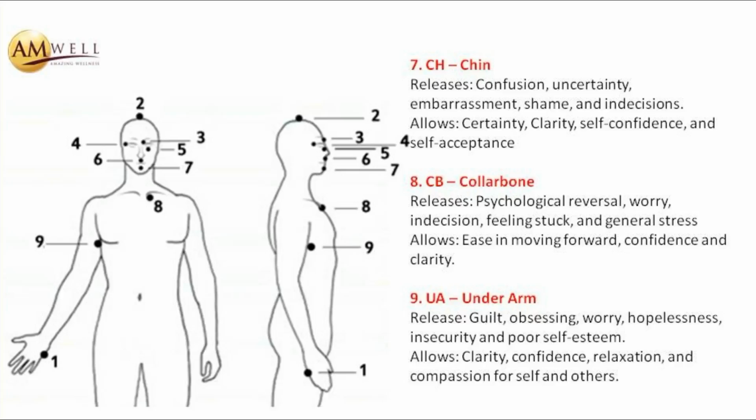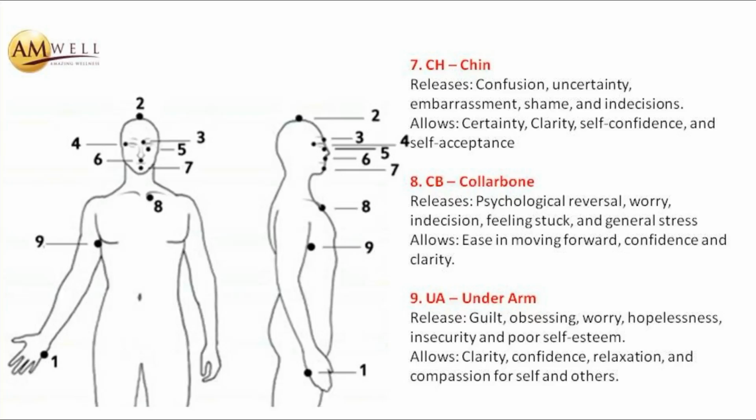Point 8 is the collarbone. Here you need to feel for it and make sure you don't use the wand on the bone, but just at the start of that bone. It releases psychological reversals, worries, indecision, stuck feelings, and general stress, and allows you to move forward with confidence and clarity.